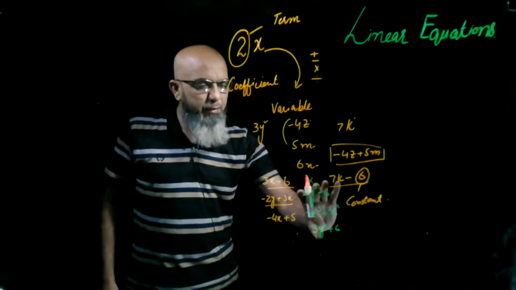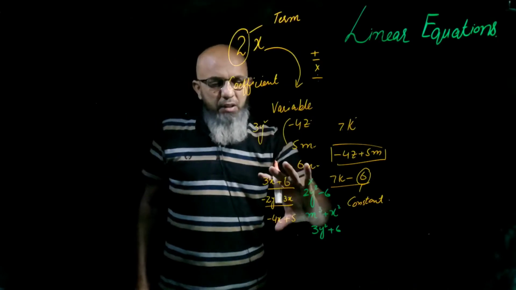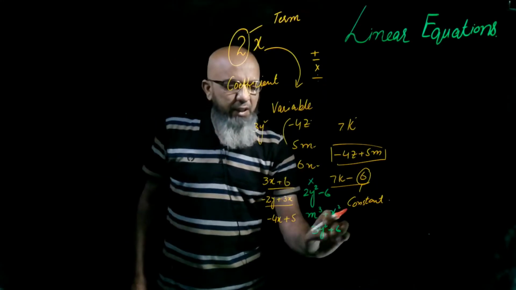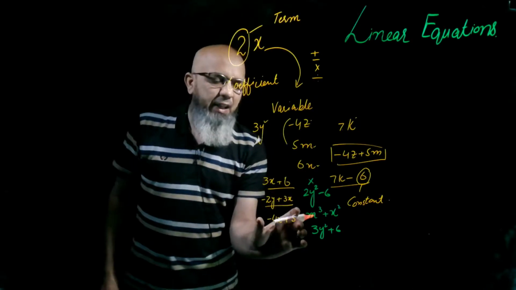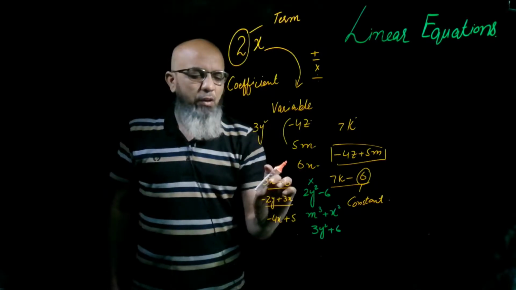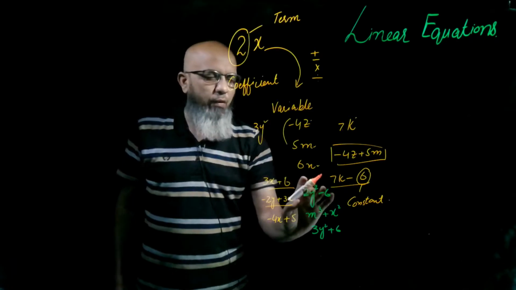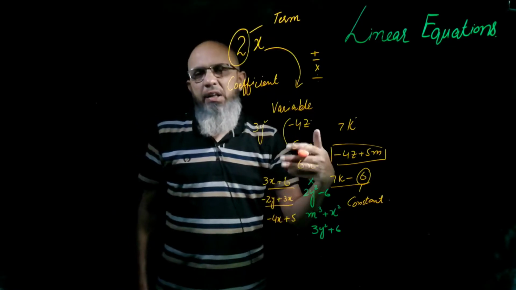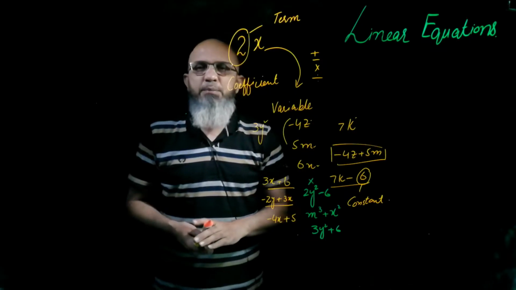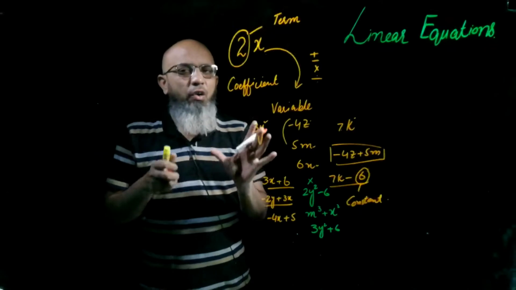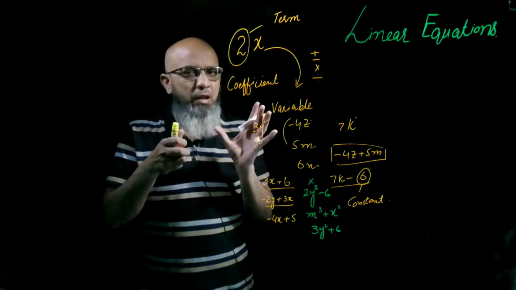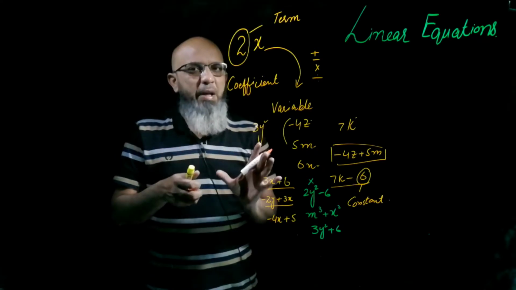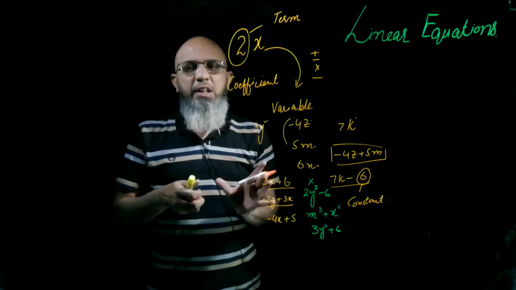So what is the difference between these terms and these terms? These have the single power, only x, y, z. Here we have y square, m cube, x square, that is called quadratic, or further types of expressions. So we will discuss only linear expressions or linear equations in this chapter.